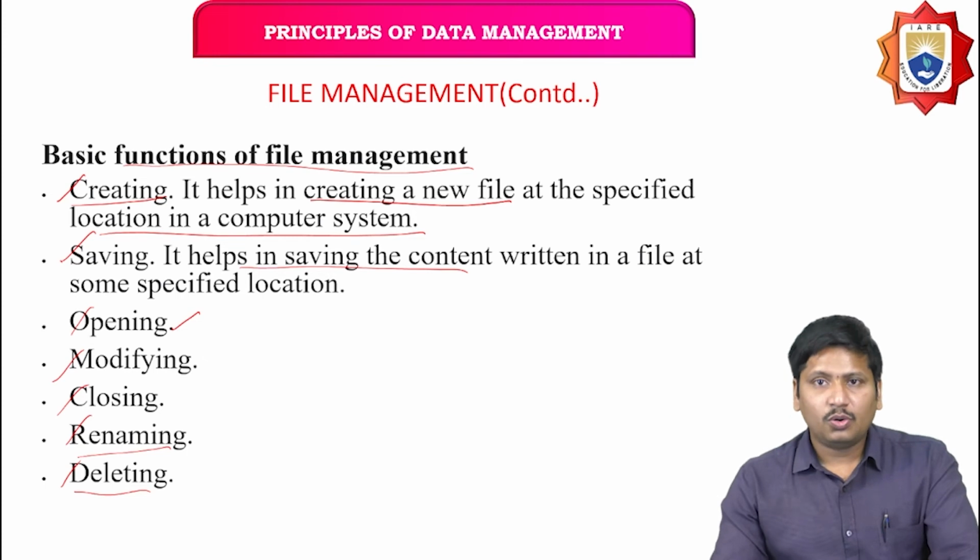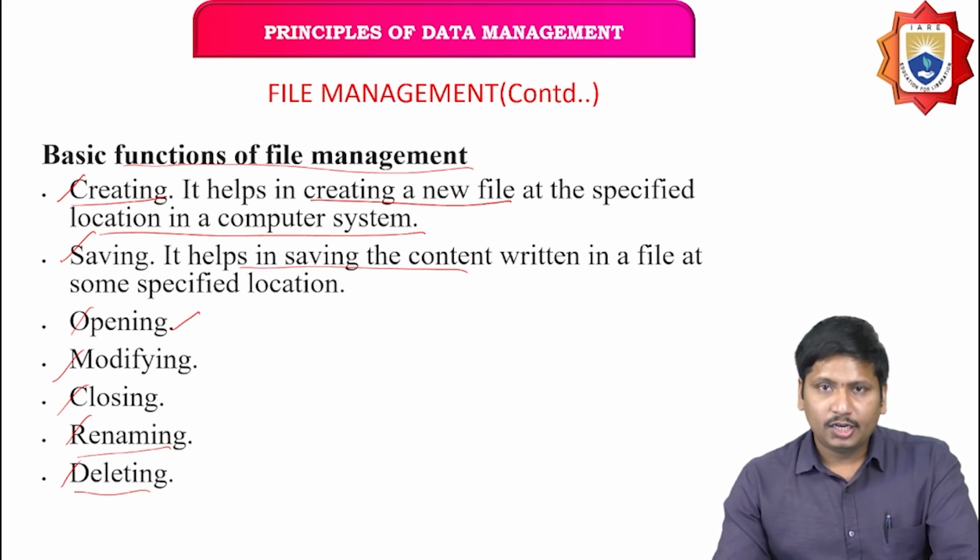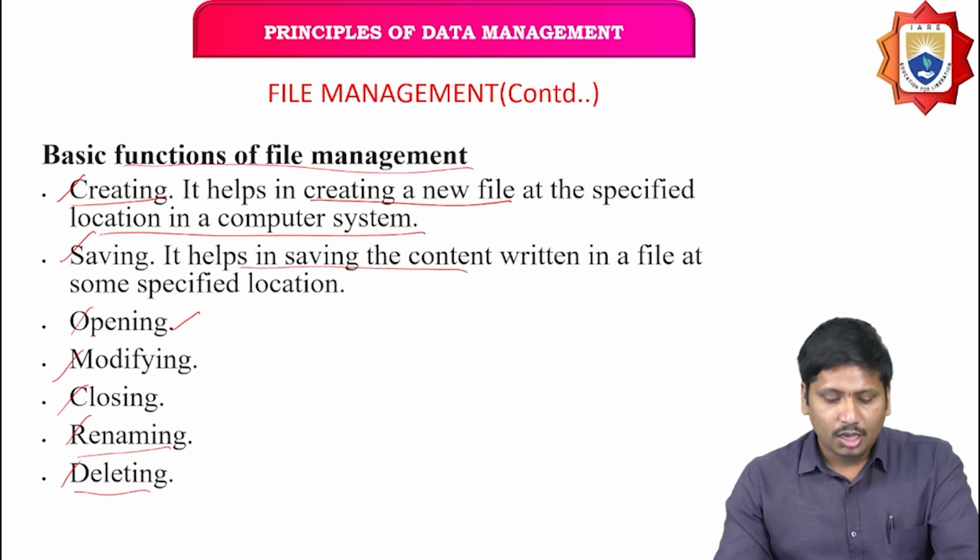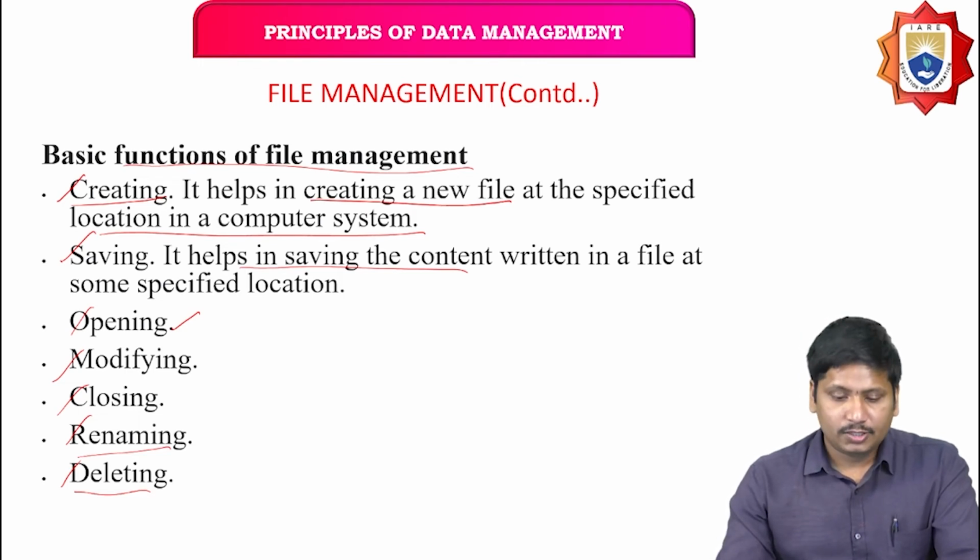And the next one is closing. Closing is the function which can close the file. And then renaming. Renaming means if I want to change the name of the file from one name to another name, at that time I have to make use of the rename function. And then deleting the file, which can delete the file from the database.